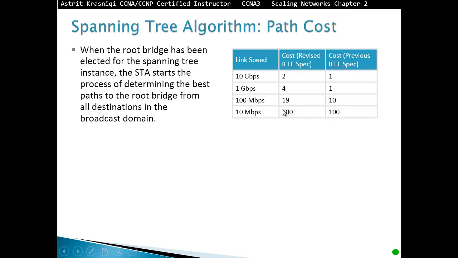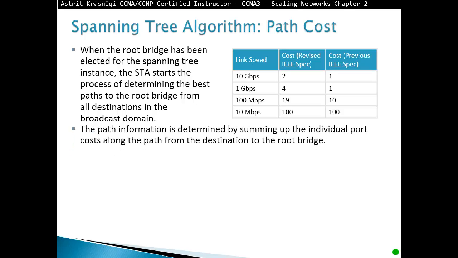What we use this path cost for is to find out which link is going to be our root port, the port I'm going to use to talk to my root bridge. The path cost is determined by summing up the individual port costs along the path from the destination to the root bridge. For example, from me to the root bridge is 19. When I tell my neighbor, the neighbor is going to add the cost from the neighbor to me. If that's another 4, the root path cost is going to be 19 plus 4, which is 23.